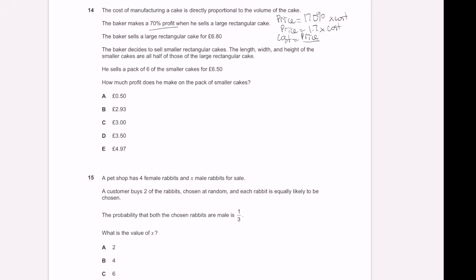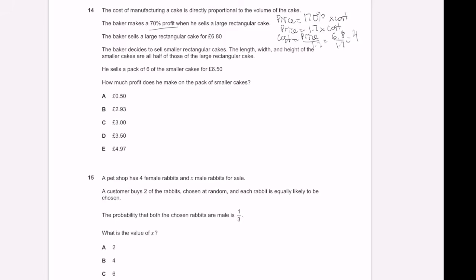Divide that by 1.7. What is the price? It's 6.8. Divide that by 1.7, which is a nice number. It's just going to give us £4. Okay, so this here is the actual price. The baker decides to sell smaller rectangular cakes. The length, width, and height of the smaller cakes are half of those.